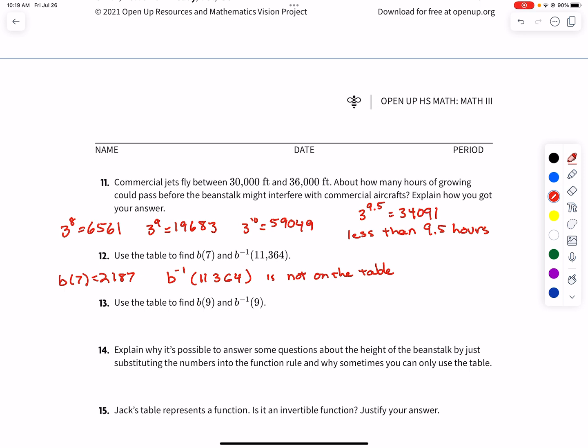So we have, let's try b of, well, let's see, it's between b of 3 to the 8 and 3 to the 9, so let's try 3 to the 8.5.